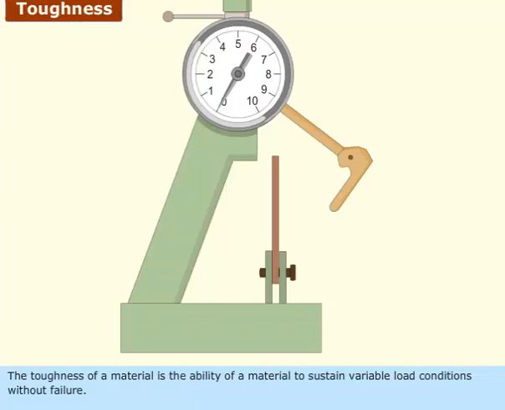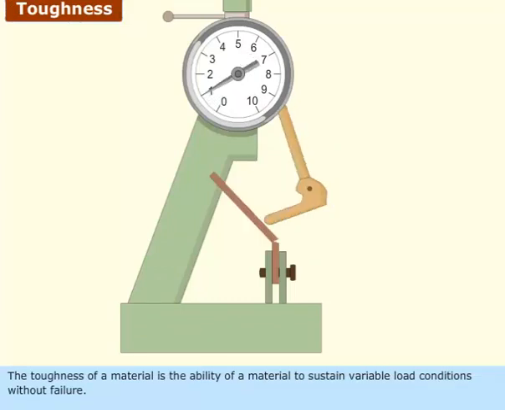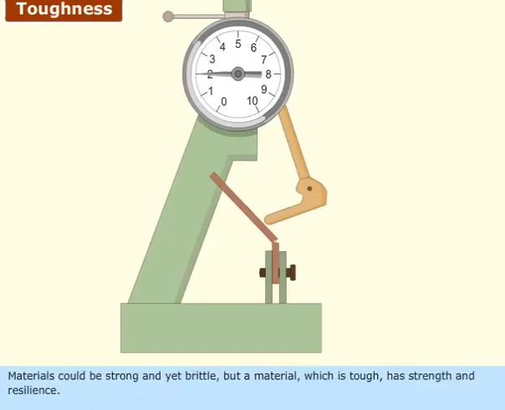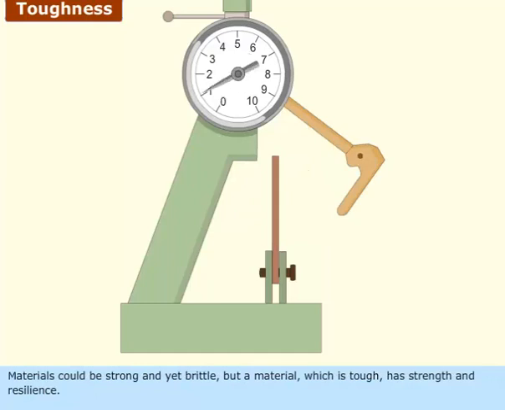The toughness of a material is the ability of a material to sustain variable load conditions without failure. Materials could be strong and yet brittle, but a material which is tough has strength and resilience.